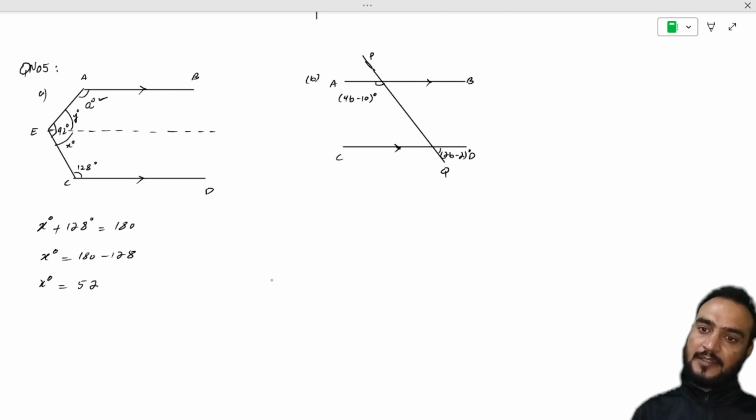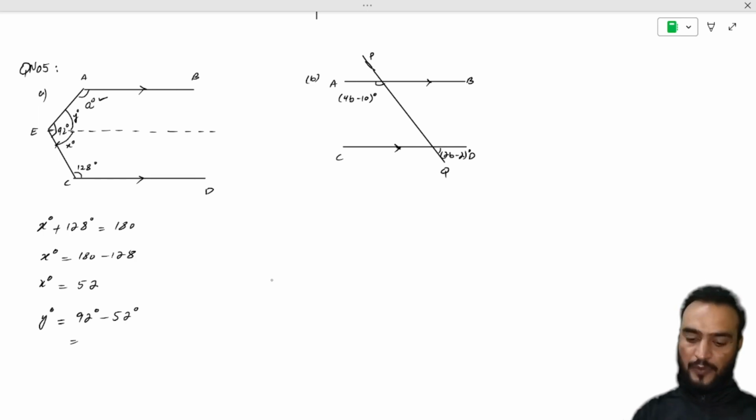The value of x becomes 52 degrees. Hence, if we subtract, because this complete angle at point E is equal to 92 degrees, and this half angle is of x degrees, and if we subtract 52 degrees from 92, we will get the value of y. So the value of y degree equals 92 degrees minus 52 degrees. If we subtract 52 from 92, we get 40. So the value of y degree becomes 40 degree.